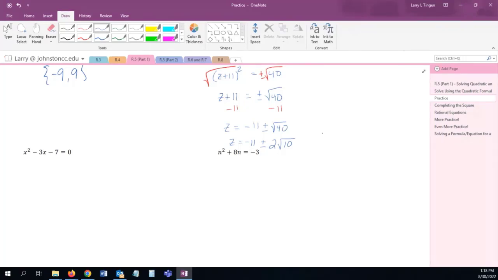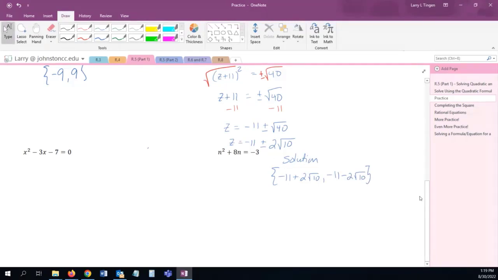I'm making sure I didn't miss something, because I didn't. Now, how do I write this in a solution set? Okay, well, that's two different numbers, right? So my solution set looks like what? Well, it's negative 11 plus 2 square roots of 10, negative 11 minus 2 square roots of 10.